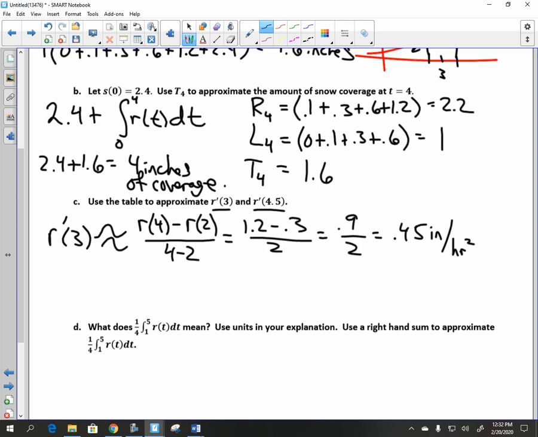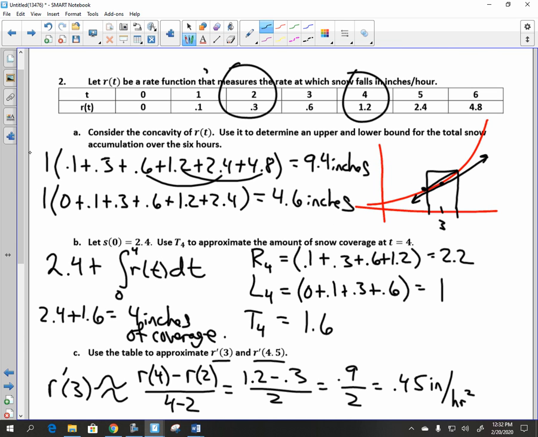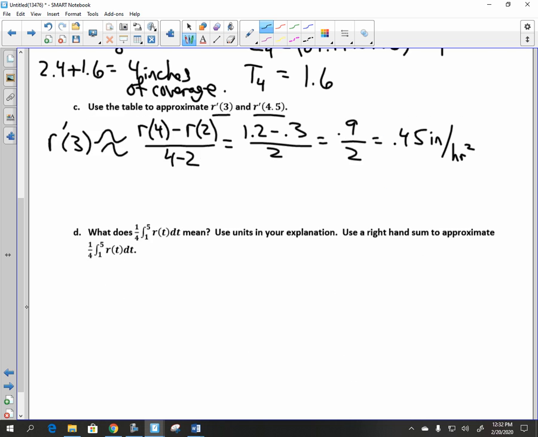Is anybody confused how we got inches per hour squared? Here's how you come up with it. How do we measure rate? The rate is inches per hour, right? Well, you take the derivative of r, because this is r prime, right? So it's going to be a rate of that rate. So inches per hour squared.